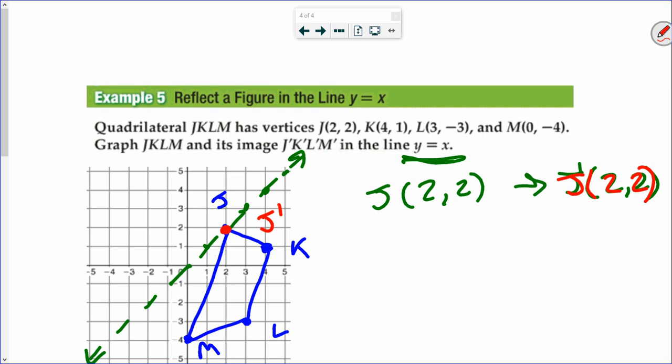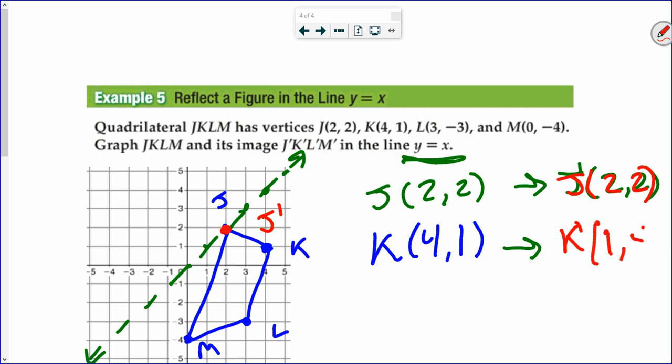So what about point K? Point K was at (4, 1). To reflect it across my line, y equals x, again, to get point K prime, I just flip the ordered pair, so it becomes (1, 4). If I go to (1, 4), there's the point K prime, reflected across the line y equals x.